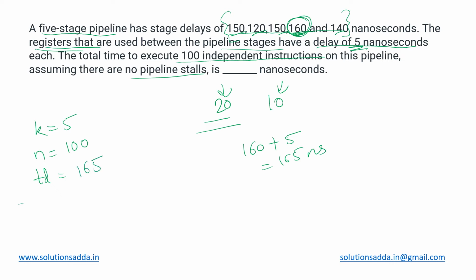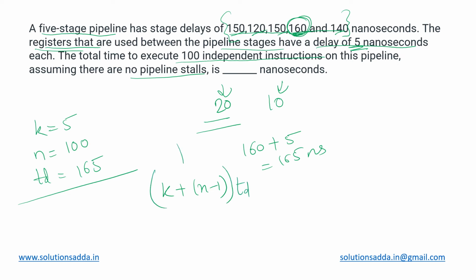So now we have got all the values, and we can simply calculate the execution time in a pipeline processor, which is given as (K + N - 1), where K is the number of stages and N is the total number of processes to be executed, and that multiplied with the total delay.